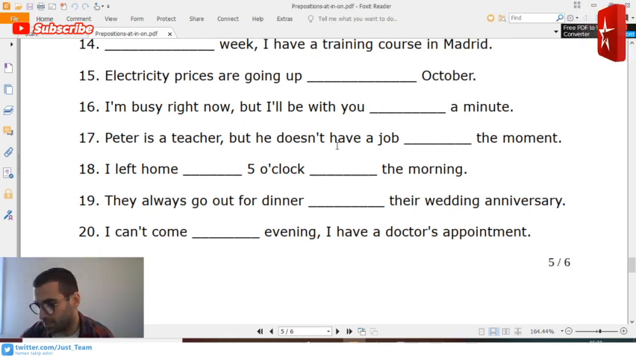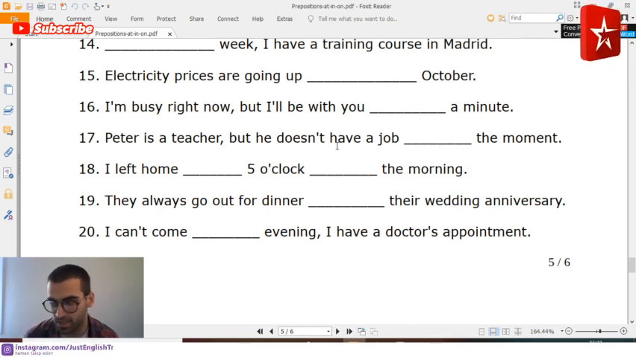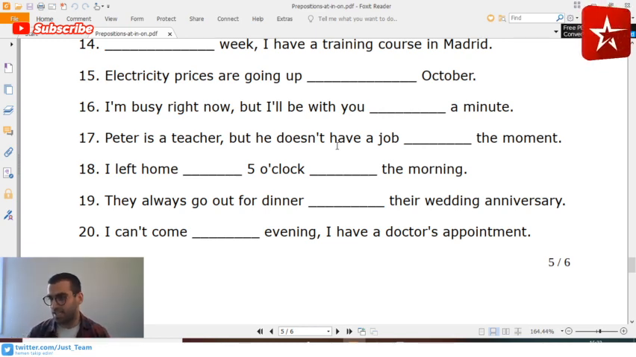Let's wait for your answers. 18, they say at and in. Okay, we will see. Let me wait for other answers. Okay, I left home at 5 o'clock. Evi saat 5'te terk ettim. Ne zaman? Sabah. Yani in the morning. Yes, at and in. That's great. Everybody said at and in. Yes, thank you. Thank you so much for your fantastic answers.